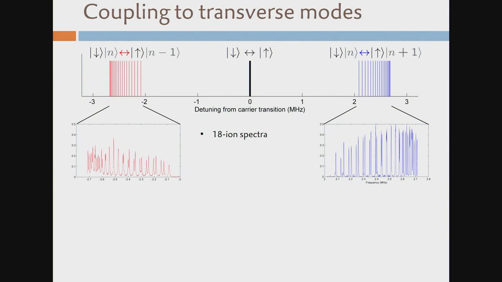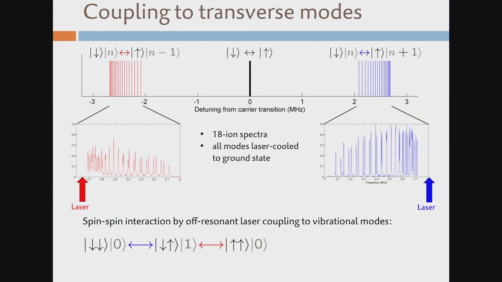If I have n ions, then I will have 3n motional modes. And if now I cool down my ion to the ground state, then all my red sidebands disappear because I cannot subtract any more phonons from the system. And now I can shine two lasers at the same time. This is just like the Mølmer-Sørensen gate we saw before.